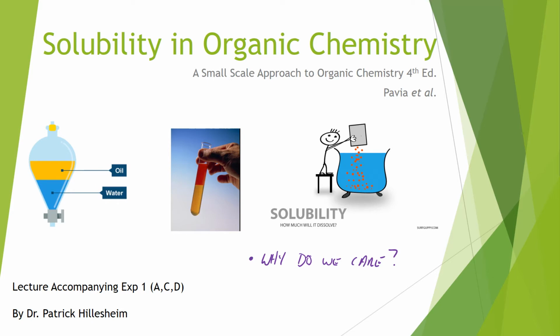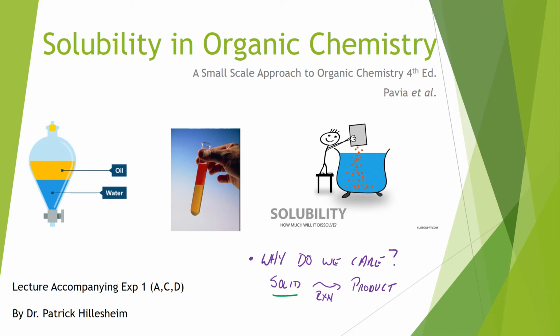Most of the experiments that we're doing within the lab this semester, we're going to take some kind of solid, our starting material, and we want to react that. We want to do some reaction to get a product. And our product is typically a solid too. So we start with some solid starting material, we do a reaction, we want to get a product out of it. Now the problem is this: if we begin as a solid, how are we going to react that?